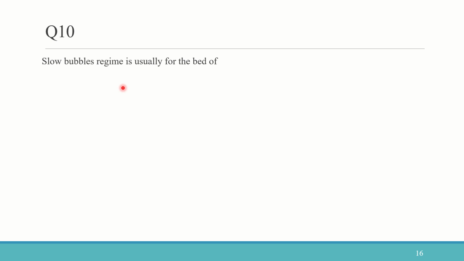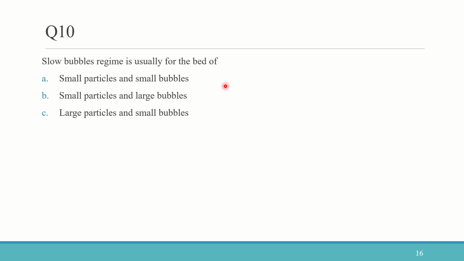In question 10, it is asked that the slow bubble regime is usually for the bed of dash. Option A, small particles and small bubbles. Option B, small particles and larger bubbles. Option C, larger particles and small bubbles. Option D, larger particles and large bubbles.